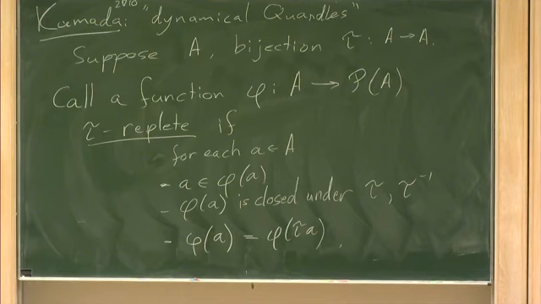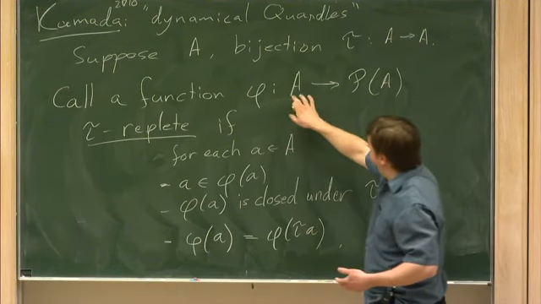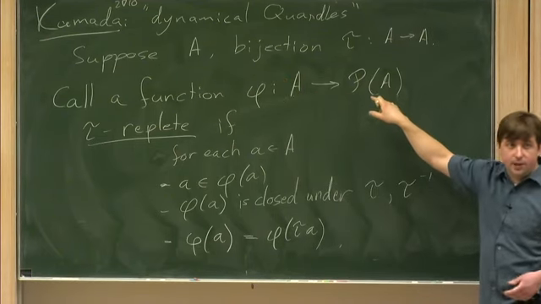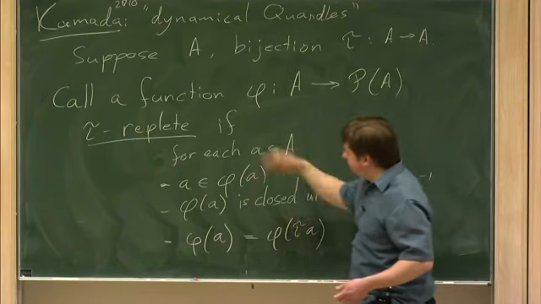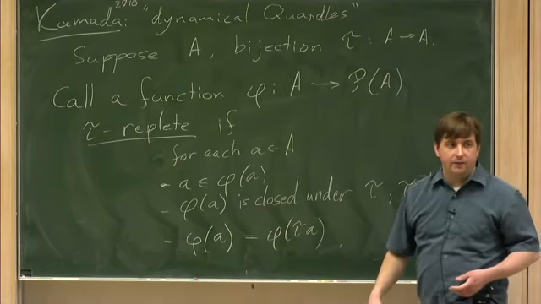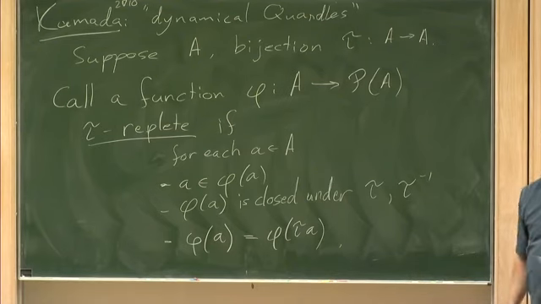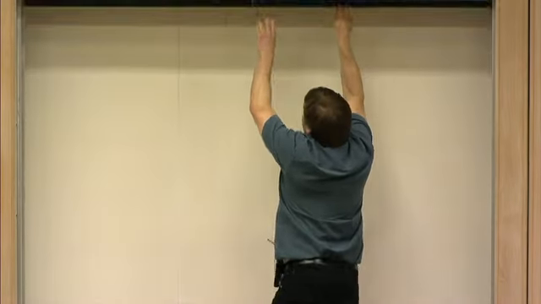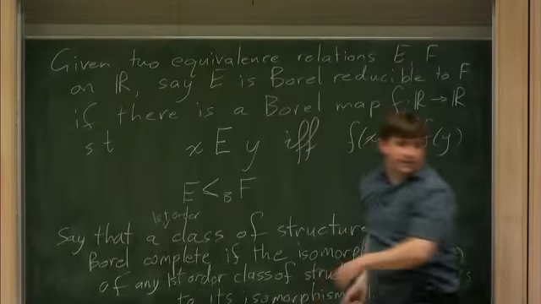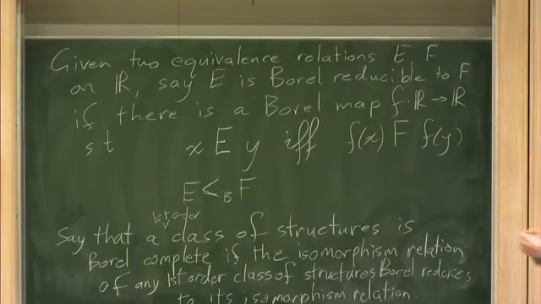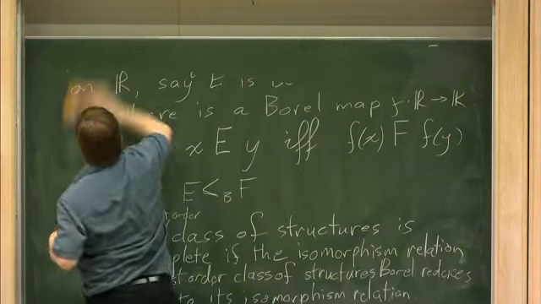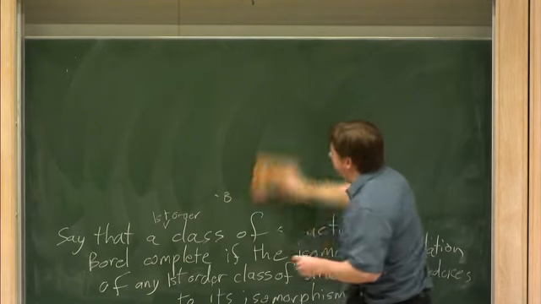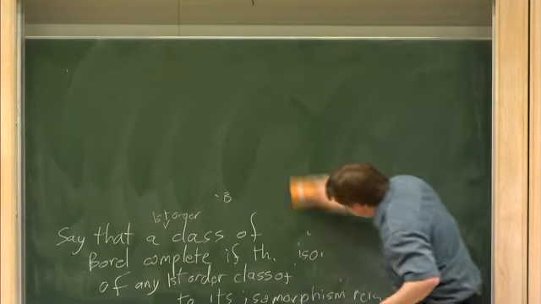Okay, so basically this function, given any member of your underlying set going to a subset, it's got to be closed in every reasonable way for the bijection tau. So then the observation that Kamada made, although he set it up slightly differently, was that there's now a very nice, simple way to define a quandle from that.